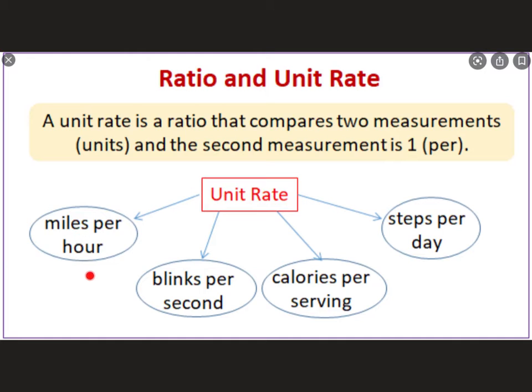So we talked about miles per hour before, blinks per second, calories per serving. That would be on food labels when you look on the nutritional information. Steps per day. Lots of people strive to get 10,000 steps per day. So your steps you're figuring out. So you can write down examples, and you could put down any of these examples that I've shared so far, so that you've got examples of unit rates.